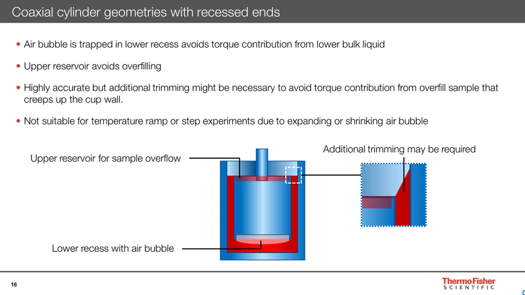This type of geometry can deliver highly accurate results, but it might be necessary that overfilled sample that creeps up the cup wall, instead of flowing into the upper reservoir, is removed first. Otherwise, this material will contribute to the total torque and the obtained results are not correct anymore. These geometries are not suitable for temperature ramp or step experiments due to the expansion or shrinkage of the air bubble at the bottom.